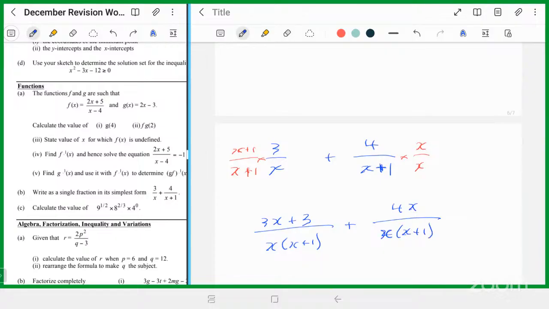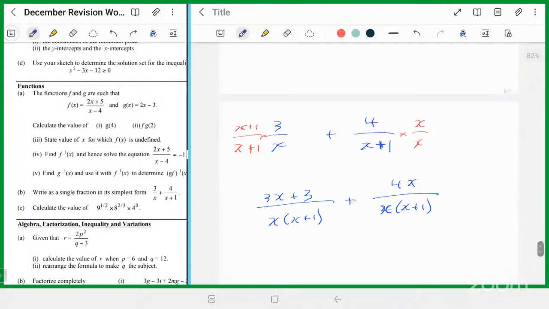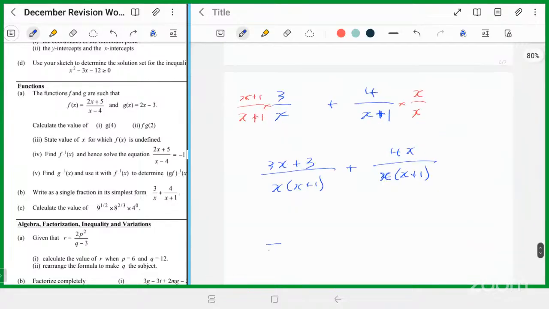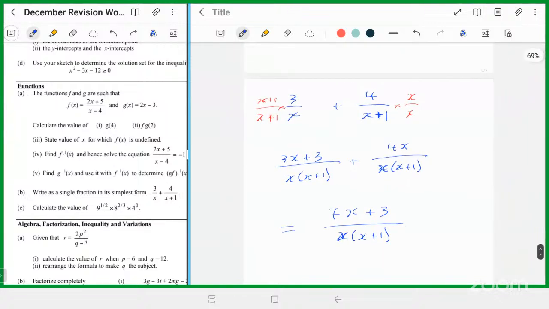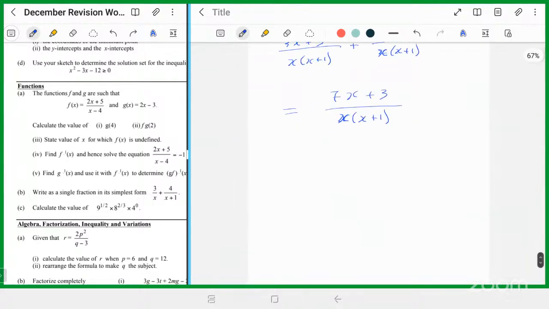Now that the two denominators are the same, we can combine in the numerator. So it becomes equal to 3x plus 4x is 7x, plus 3 over this common denominator now of x into x plus 1. And that is it. We add those two fractions. Alright, let's look at part C.